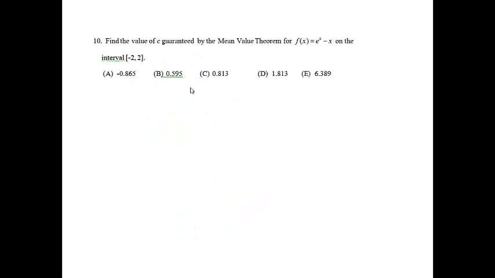Okay, number 10, find the value of c guaranteed by the mean value theorem for f of x equals e to the x minus x on the interval -2 to +2. Okay, mean value theorem. Basically the mean value theorem states that at some point the derivative will equal the slope. So step 1, find the derivative. To get the derivative, we'll do f prime equals the derivative of e to the x is e to the x minus the derivative of x is 1. So step 1 is done.